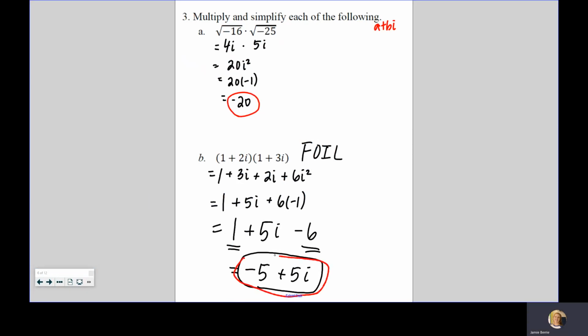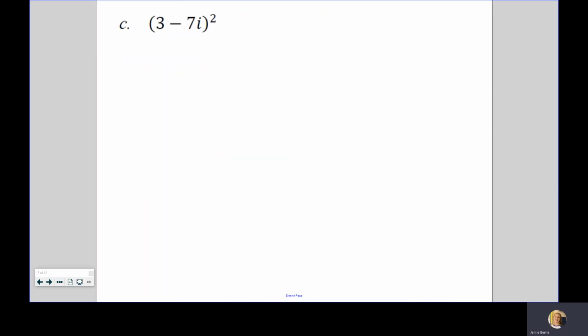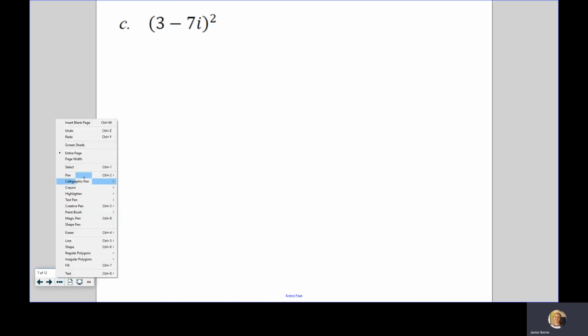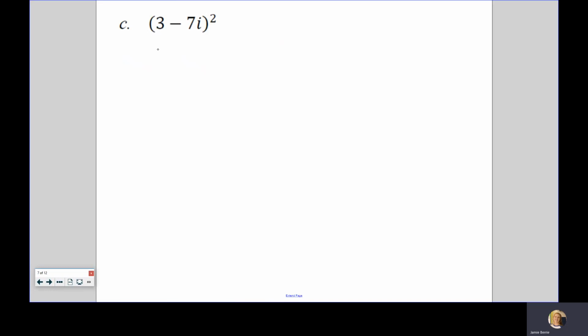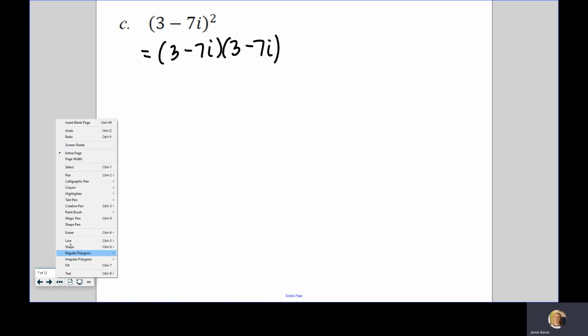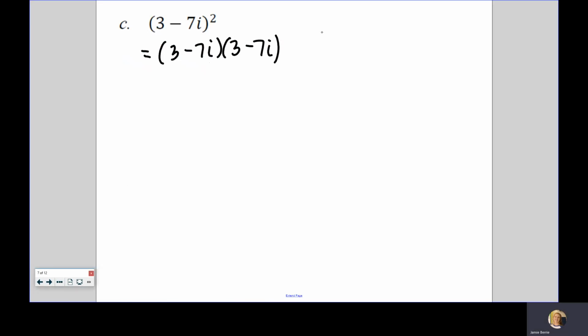All right, so the last one we're going to look at is where we have a quantity being squared. So that's 3 minus 7i squared. All right, so I'm going to go ahead and just write this out as 3 minus 7i times 3 minus 7i. Remember, this is something we learned about earlier in the semester. Sometimes people want to just square the 3, square the -7i. It doesn't work like that. You're going to be missing the middle term if you do that. You actually have to write this out and then FOIL it out.